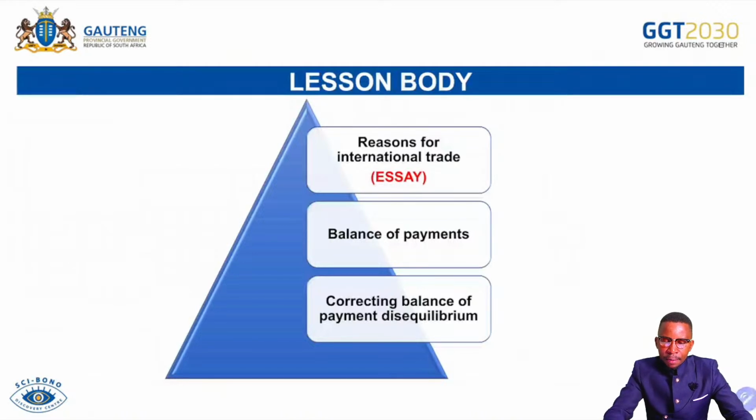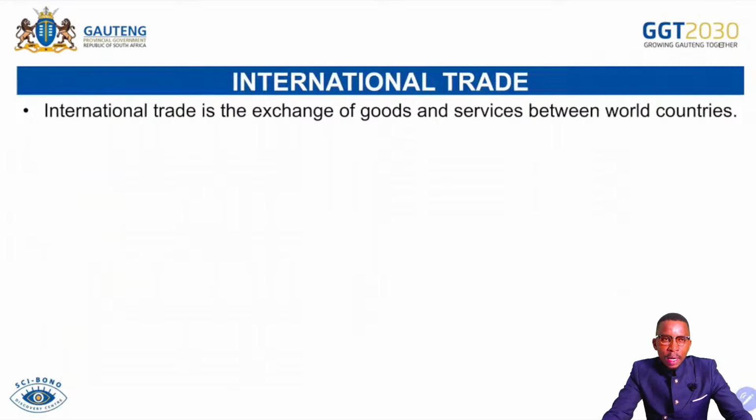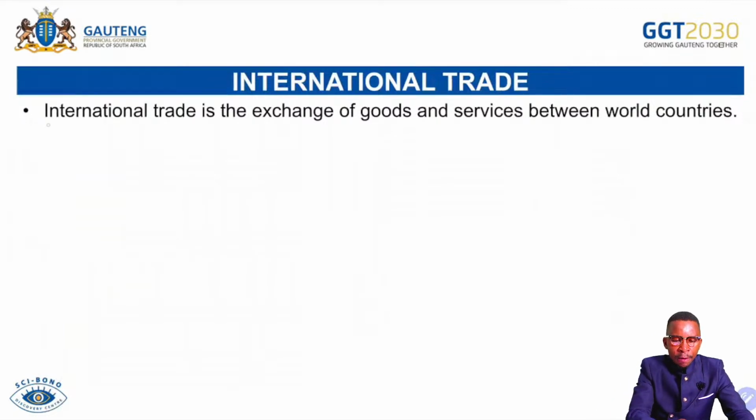Reasons for foreign trade. It's an essay, section C, where we say discuss in detail the reasons for international trade. They can either be demand reasons or supply reasons, or they can be combined and discussed together. Then we'll also talk about balance of payments, where we compare the inflow and the outflow of currency. Correcting balance of payment disequilibrium will also be discussed. Then there will also be an assessment along the way. And then this is international trade. So what is meant by this? This is trade, the foreign trade. We also call it foreign trade.